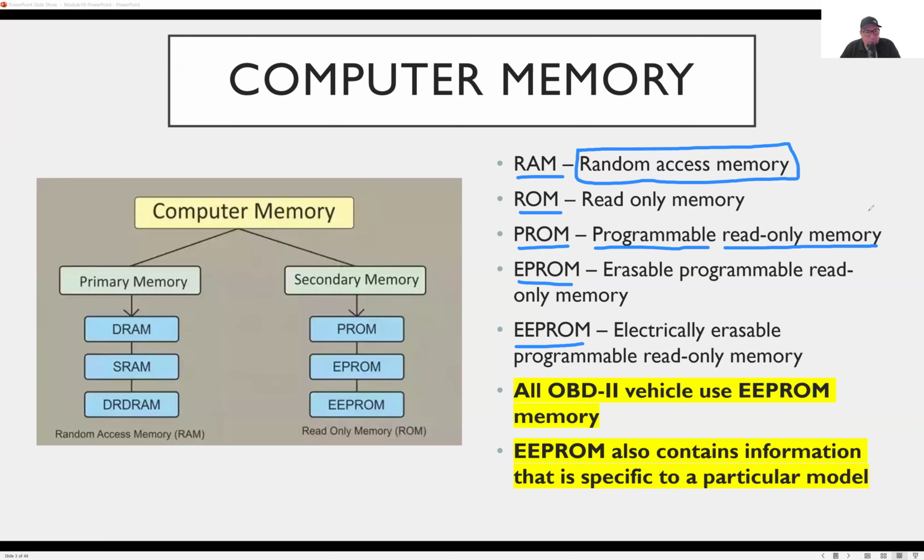Because you can't perform updates. So like our phones get updates every now and then, our laptops get updates. The computer modules on cars, they get updates every now and then as well. Okay. The other ones are pretty self-explanatory, but again, you can read through these.